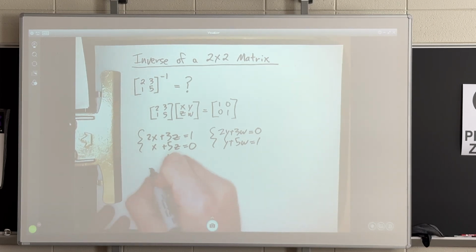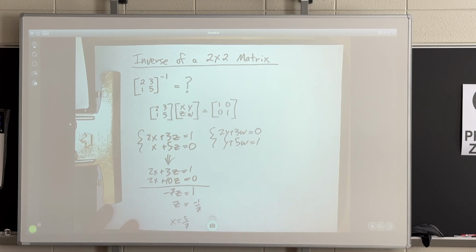And here, I already did this, but I'll just do it again really fast. You multiply by 2, and then I guess I will subtract. Then z is negative 1/7, and if z is negative 1/7, I can see that x is going to be 5/7. So that's pretty easy.